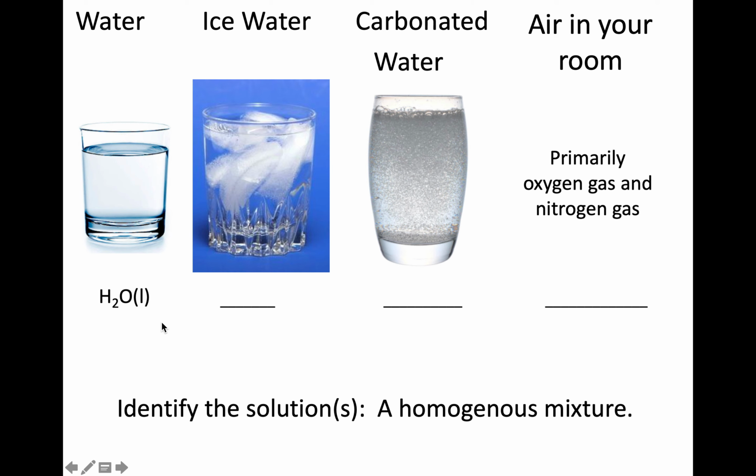The air in your room, I'm sure the air in your room is primarily oxygen gas and nitrogen gas. So what I'd like you to do is see if you can add this kind of chemical description, this kind of chemical formula. What do you think ice water would be represented as? How about carbonated water? And how about the air in your room? And with that information, see if you can identify which one or ones are solutions, are homogeneous mixtures.